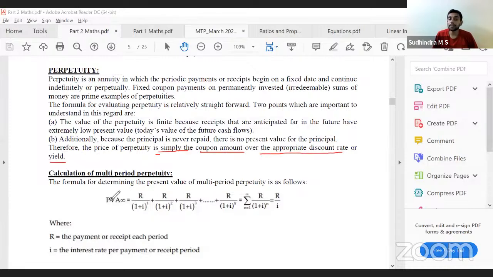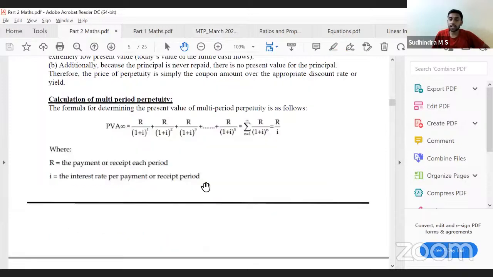So how do we calculate the present value of a perpetuity? It is the interest or the amount of returns that we get divided by the discount rate. So if I'm receiving 10,000 interest and the discount rate is 5%, 10,000 divided by 5% is the present value of the perpetuity. That is how we have to calculate it.